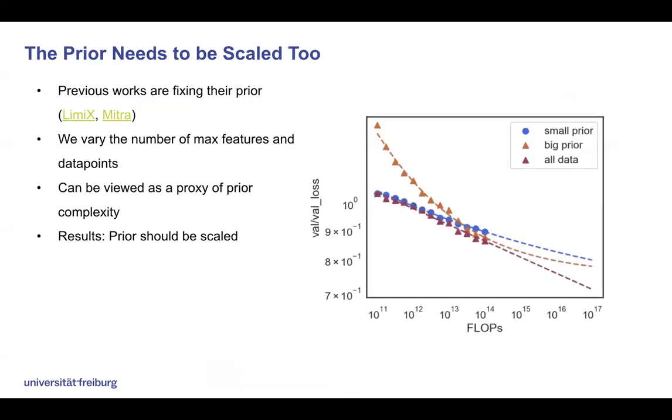And yeah, one result he seems to have found so far is that you need to scale the prior. Previous work like Limix or Mitra didn't do this. He also varies the number of maximum features and data points inside the prior, and these can be viewed as a proxy for the complexity of the prior. The more features you have, the more potential relations can be inside them, and thus it's harder to understand them.